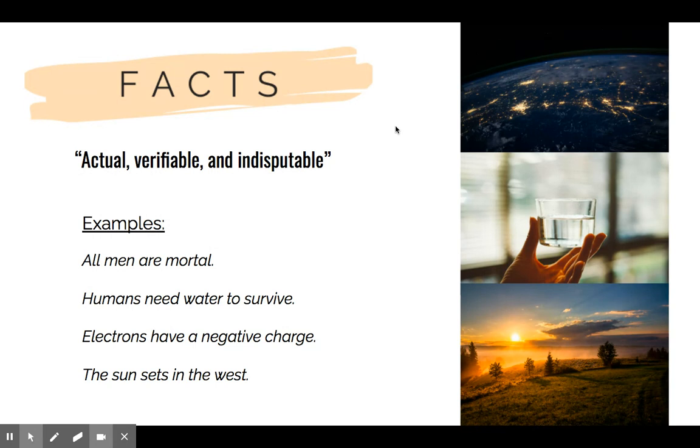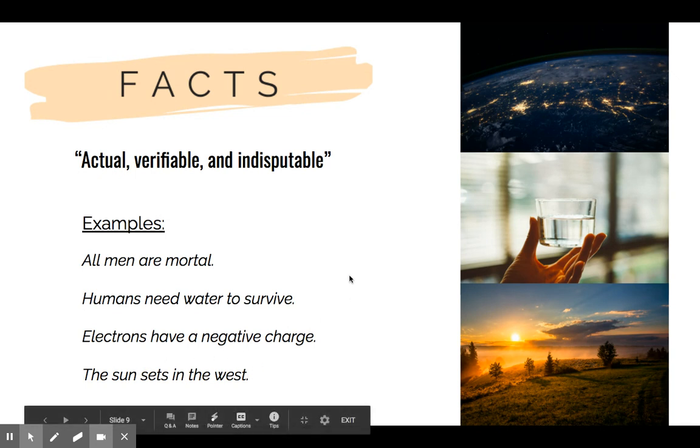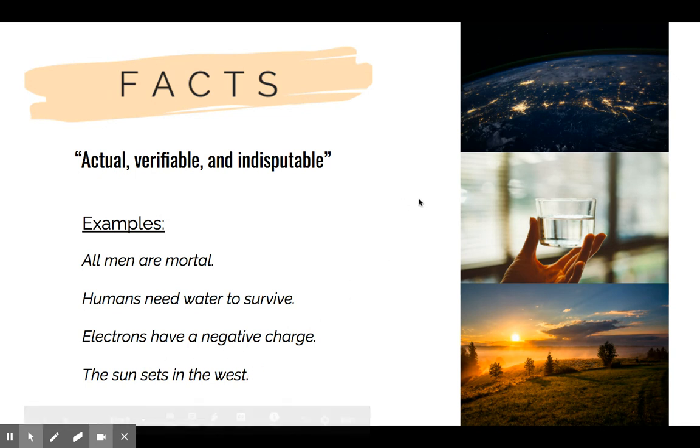These are statements that are actual, verifiable, and indisputable. You can think about some classic examples. All men are mortal. Humans need water to survive. Electrons have a negative charge. The sun sets in the west. These are things that we just know without a shadow of doubt are true.